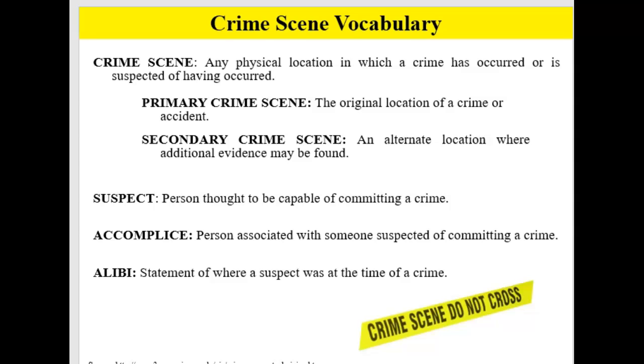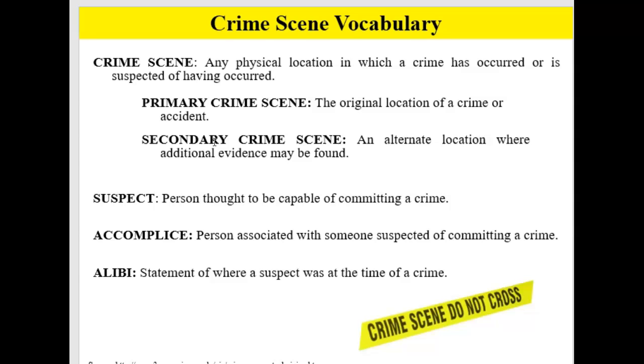So for example, let's say somebody takes somebody to kill somebody in a house. Then they pack them in a car and then they drop them off by the river. The primary place is going to be the original location, and then the secondary place is going to be the car as well as the river. So that's where they would find some more data and some more evidence.